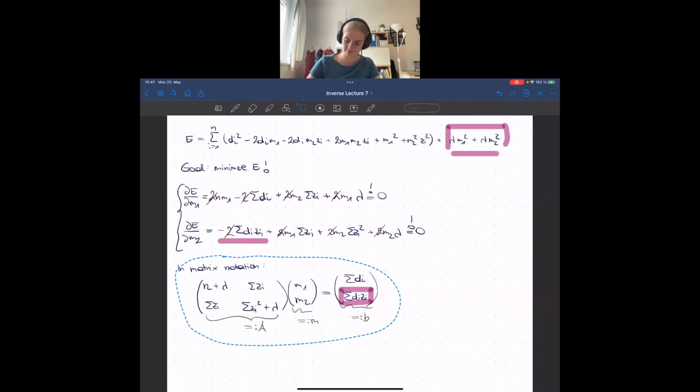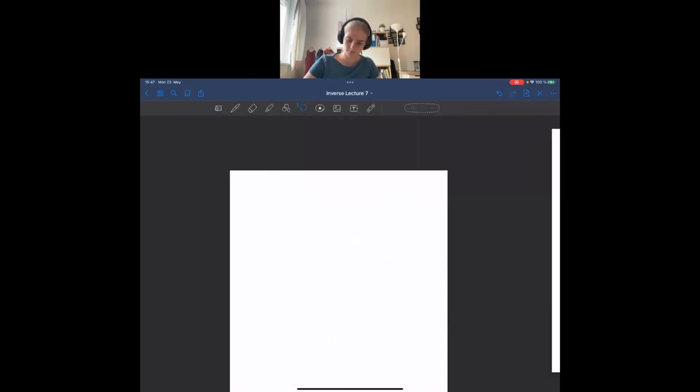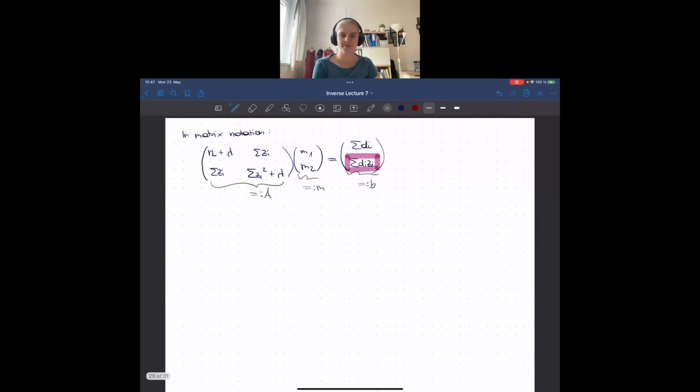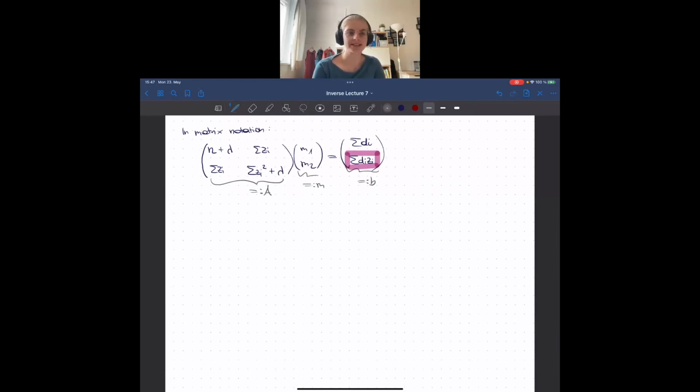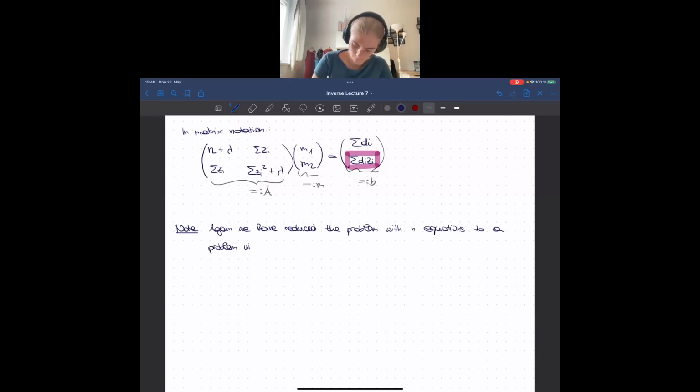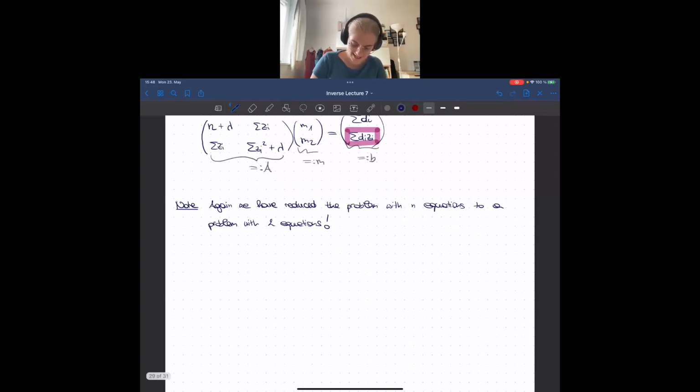Yeah, let's copy this thing to the next page. So once again, like before, we have reduced this large problem consisting of n equations to a problem with 2 equations. And again, we do some rewriting. So we look at the matrix A once again.